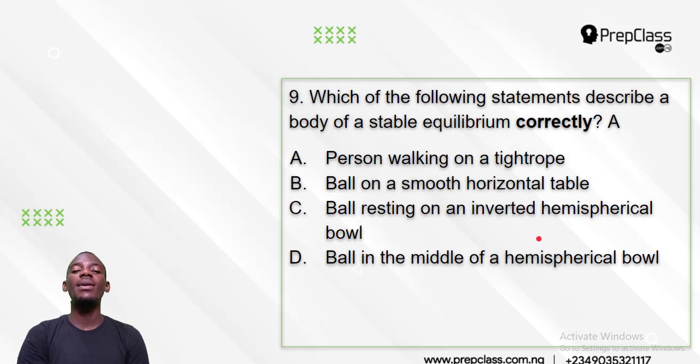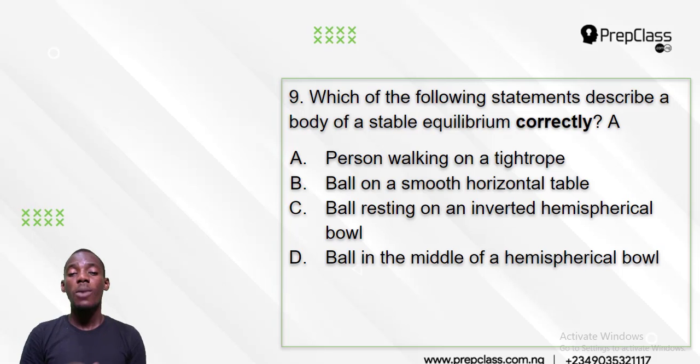Now let's check out number 9. Which of the following statements describe a body at a stable equilibrium correctly? Now, there are three types of equilibrium: stable, unstable, and neutral. Now, what is stable? It is a stable equilibrium when you push it and the body remains standing. But if you push it and the body falls, it is said to be at what? Unstable equilibrium.